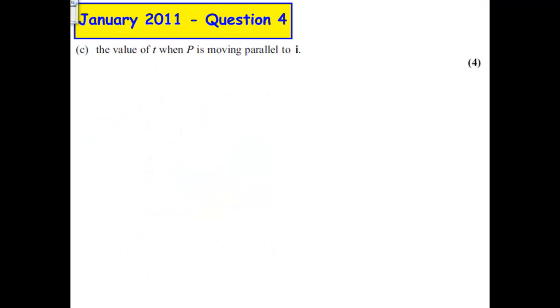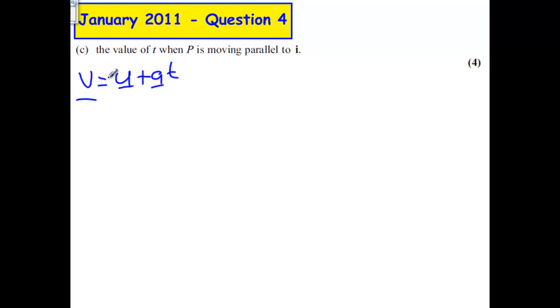Looking at part C of this question, the question asks us, find the value of t when p is moving parallel to i. So what I'm going to do is I'm going to use the same formula again. v is u plus at.